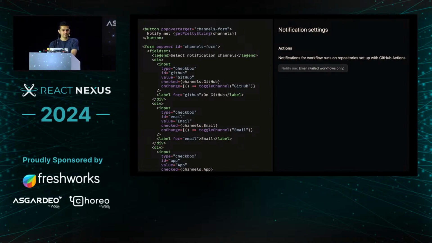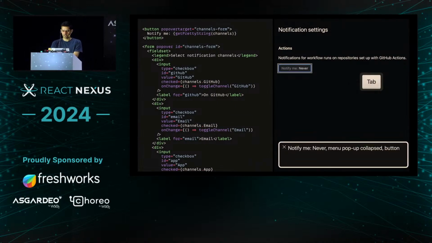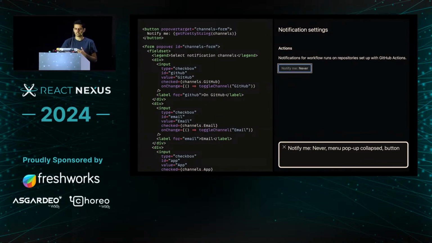Let's see what the screen reader sees. So we're going to count the number of options that exist in the form. "Notify me, never, menu pop-up collapsed, button." All right, so it says notify me, and it also says never, which is the value, so that's cool. And then because it said menu pop-up collapsed, I know I can press enter to open it.